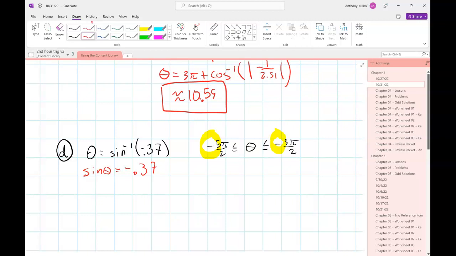So again, we just start by rewriting this as a sine equation. So in the unit circle, I know sine is y. And I know that y is negative in quadrants 3 and 4. Right? You think about it, you're just talking about the stuff below the x-axis. Draw a picture if you need to. Okay.